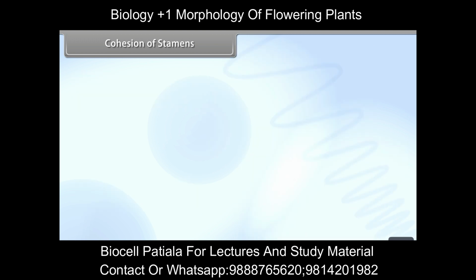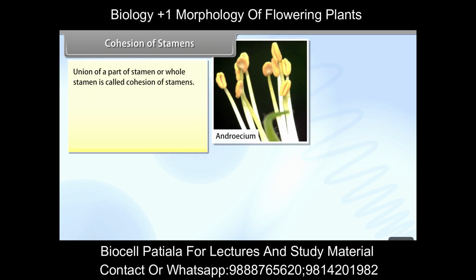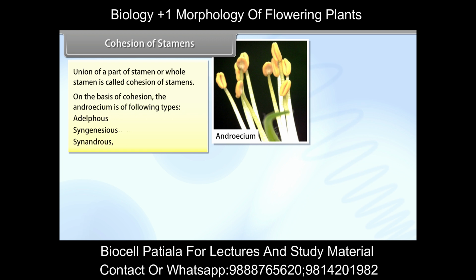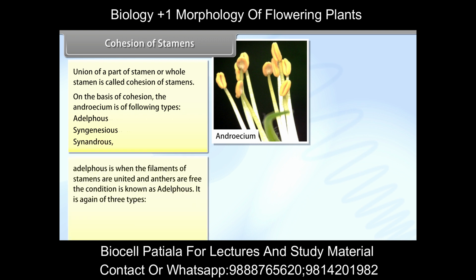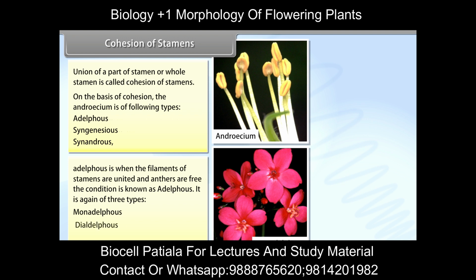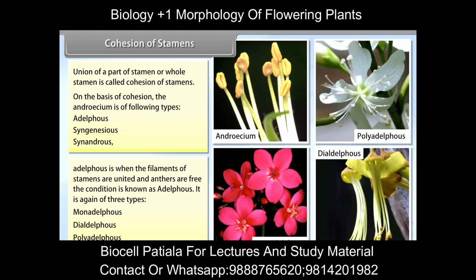Cohesion of stamens. Union of a part of a stamen or whole stamen is called cohesion of stamens. On the basis of cohesion, the androecium is of the following types: adelphous, syngenesious, synandrous. Adelphous is when the filaments of stamens are united and anthers are free. The condition is known as adelphous. It is again of three types: monadelphous, didelphous, polyadelphous.